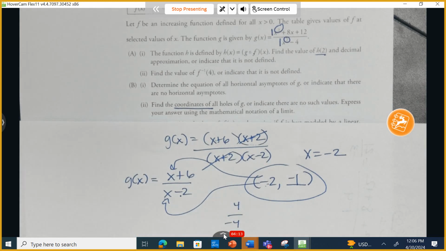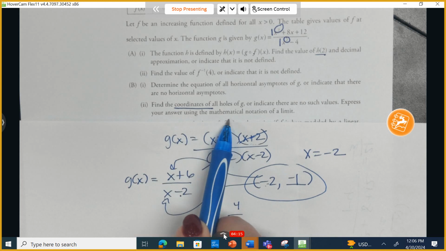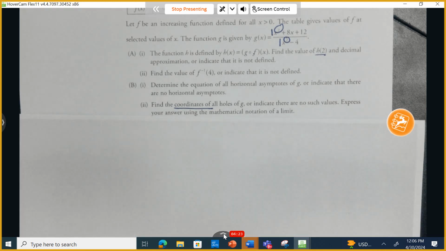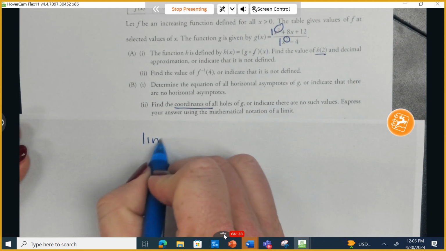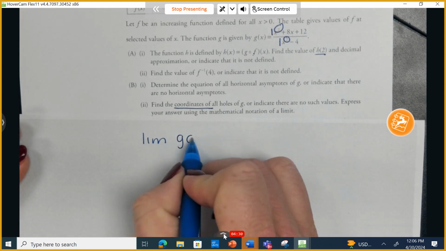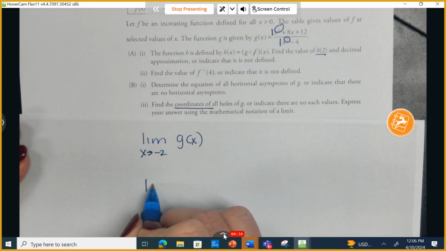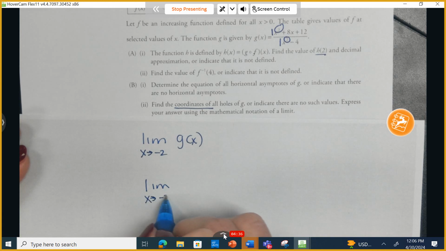But then it says, write your answer also in the notation of limits. And this is definitely something that we are just starting to learn as we work through MCQ questions. So please do me a favor, and we're going to write the limit of the function g of x as x approaches that hole, negative 2. We're going to write this twice. And the limit as x approaches negative 2.